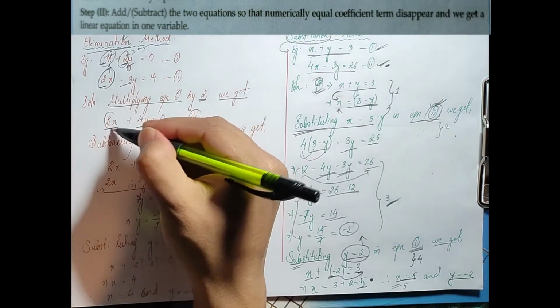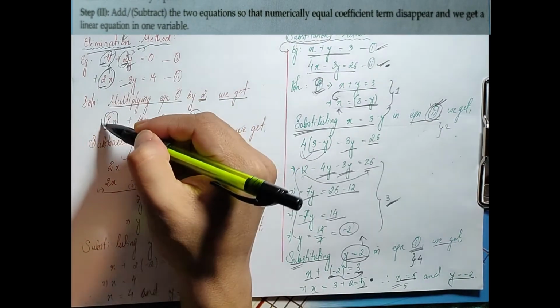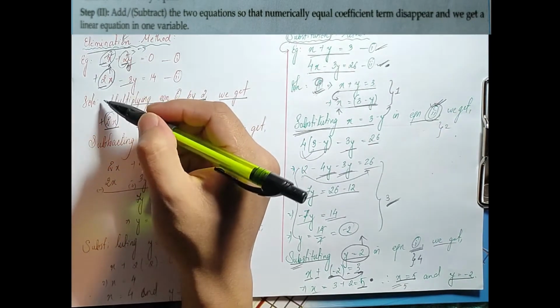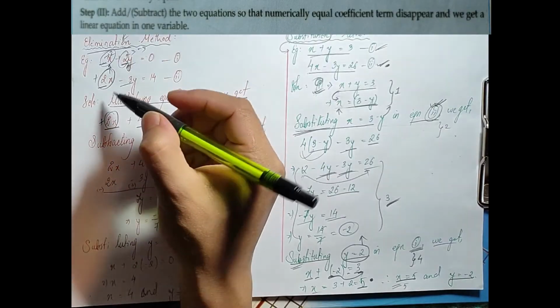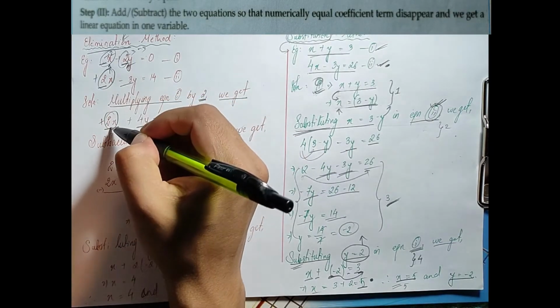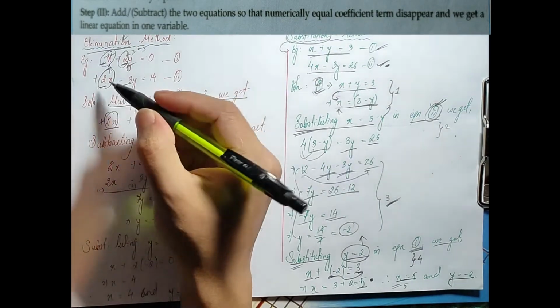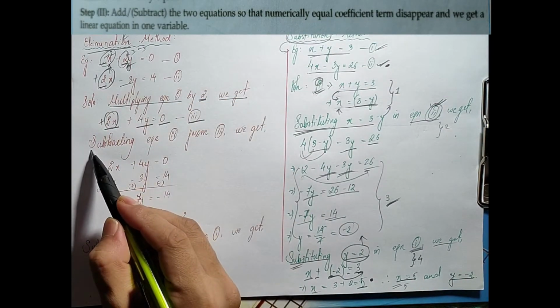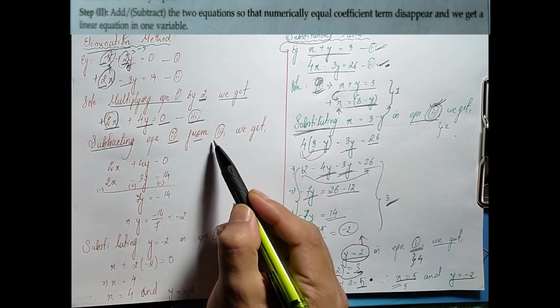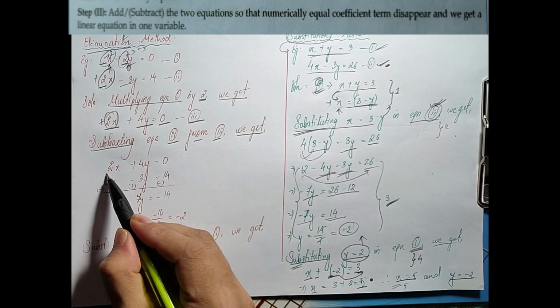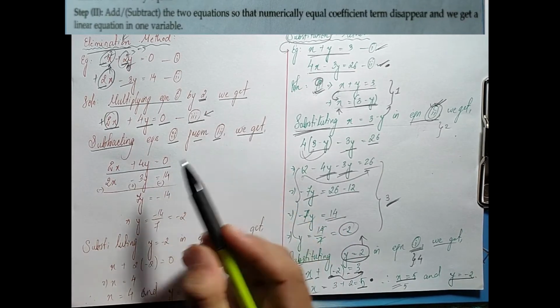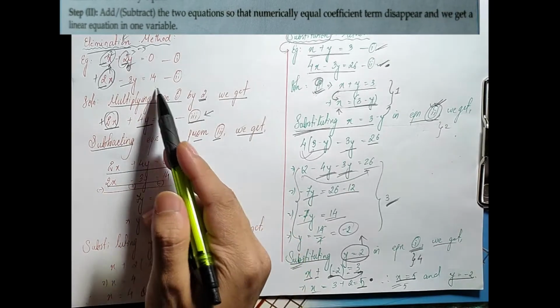So this is 2x, 2x. We see that both of them are plus. So if you add, obviously you'll get 4x, so it won't disappear. So the choice is to subtract. 2x minus 2x is 0, so this will disappear. That's why subtracting equation 2 from 3, we get 2x plus 4y, which is this, minus 2x minus 3y is equal to 14, which is this.